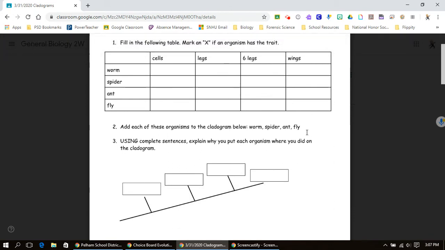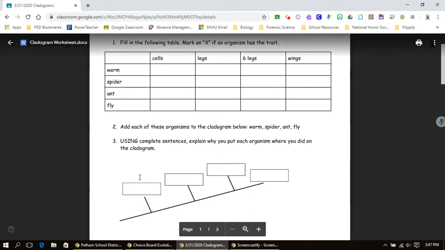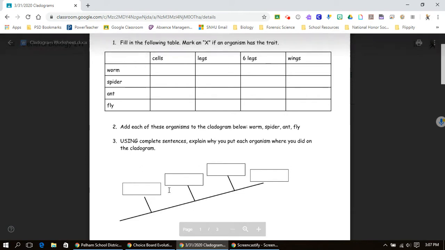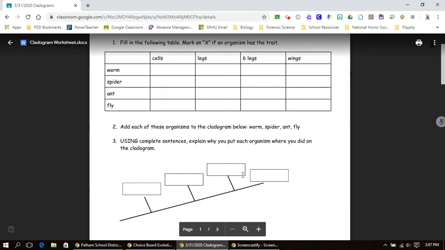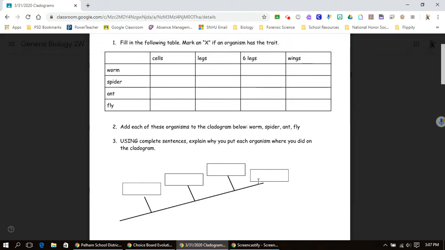Here, you would put them in order from least amount of traits to most amount of traits. So our worm would end up down here in this box, and then our fly should end up over here in this box.